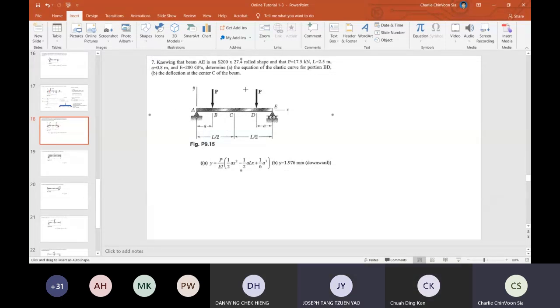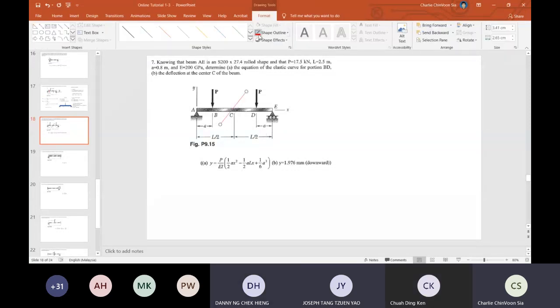So you need to cut this section, isn't it? If you cut one section, did you realize that there will be no boundary conditions between BD, because there is no support in between BD? Yes. So no matter what, you need to cut another section, two sections.